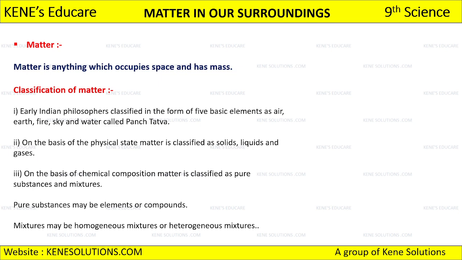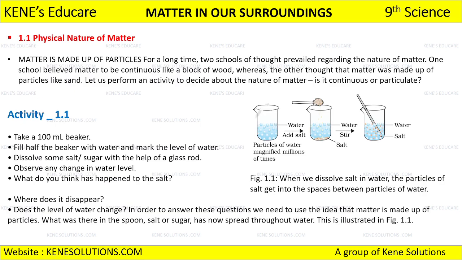So after this classification of matter, we discussed the physical nature of matter, where we studied it through activity 1.1. For this activity as well as for the physical nature of matter, I have given you what exactly will be the observation, explanation, and inference, right?